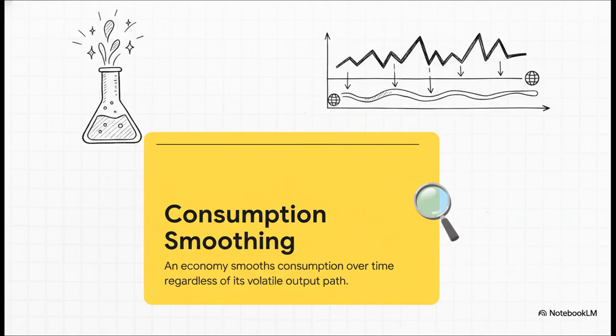And inside this perfect laboratory, something amazing happens. We get the model's single most important prediction, and it's called consumption smoothing. It basically says that a country doesn't have to ride this wild roller coaster where everyone's spending collapses just because the economy had a bad year. Instead, it can use the world's financial markets to borrow when times are tough and save when times are good, keeping the standard of living nice and stable over time.